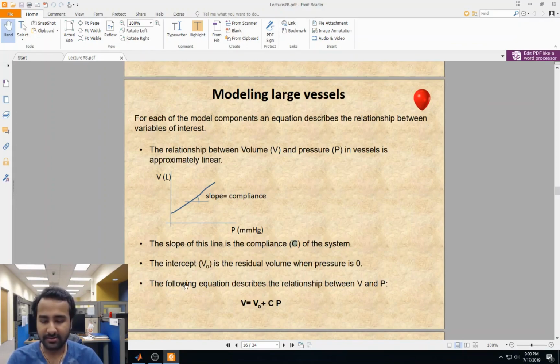Now some of you, well, let me first explain the equation. So the following equation is how you describe it. The volume you have is equal to whatever dead volume you have, or residual volume, plus some compliance times pressure. Y equals mx plus b.